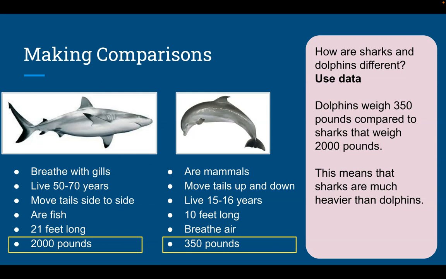A final example is I might use their weights. Again, I look for the similar characteristic, in this case weight, and then I need to explain the difference. Dolphins weigh 350 pounds compared to sharks that weigh 2,000 pounds. This means that sharks are much heavier than dolphins. So while you're making your comparisons of solar system objects, provide the characteristic and the data, and then explain those differences.